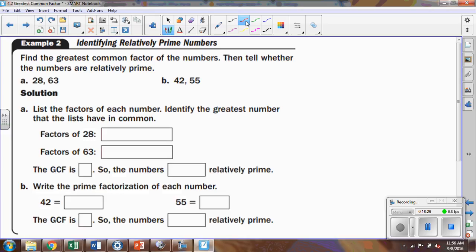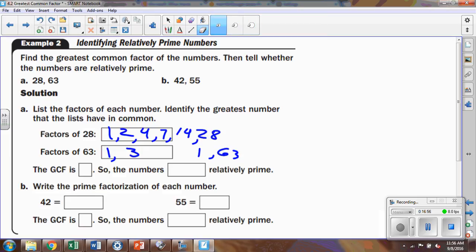So, what are the list of factors for 28? 1 times 28, 2 times 14, 4 times 7, and we've got it. We also need the factors of 63. 1 times 63, 3 times 21, I'm sorry, 21, not 31. Then we had 7 times 9. So we've created our list of factors.